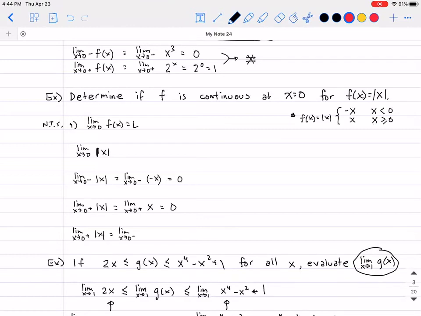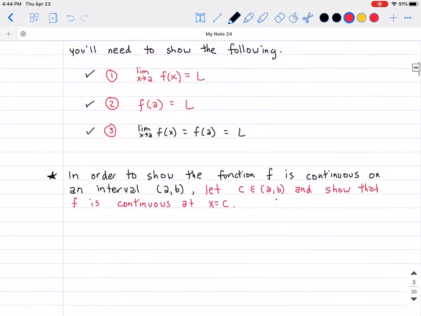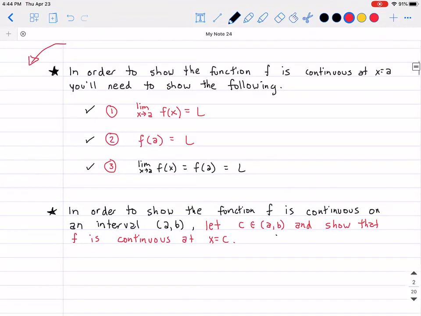since the limit as x approaches 0 from the left is the same as the limit as x approaches 0 from the right, then that is going to be equal to the limit as x approaches 0 in general. So that's going to be equal to 0. Okay, so that's going to be my first part. So this one is going to be done.